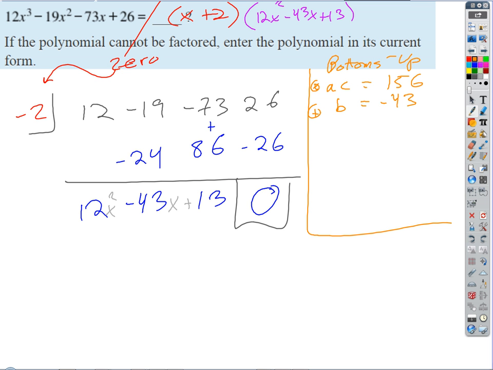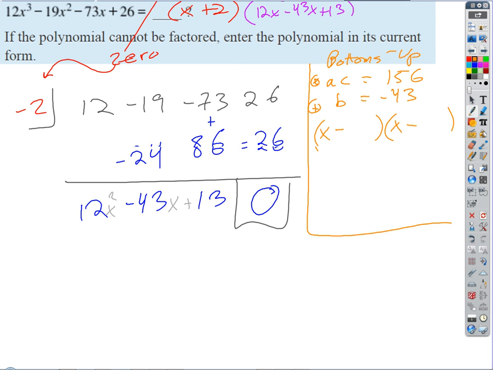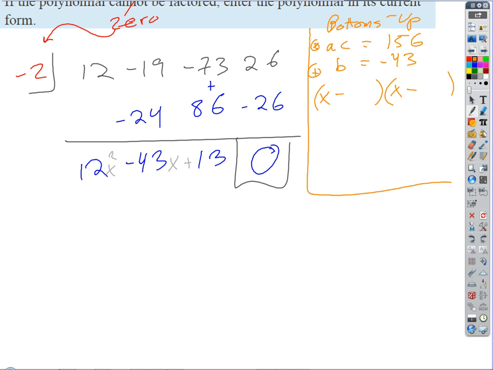With bottoms up, what are the signs going to be? We're going to start with x's there. What are the signs going to be if they multiply to a positive and add to a negative? Negative and negative, okay. So now we just have to find numbers that multiply to 156 and add to 43, both negative, right? So let's think about that. We've got 156 and 1, we'll make them negative. Well, that's not going to work. They add to something way too big, right? So I could cut that in half and multiply by 2, and that would be 78? Negative 78 and negative 2.